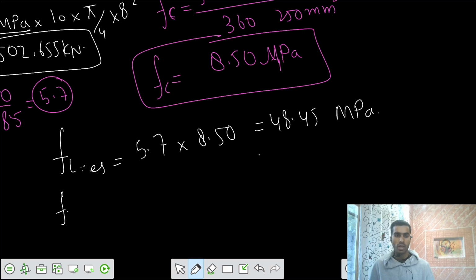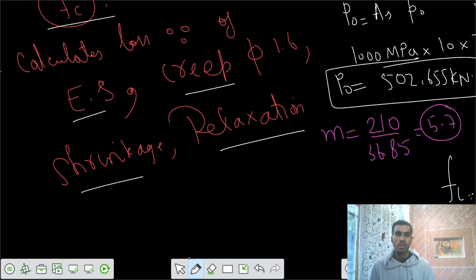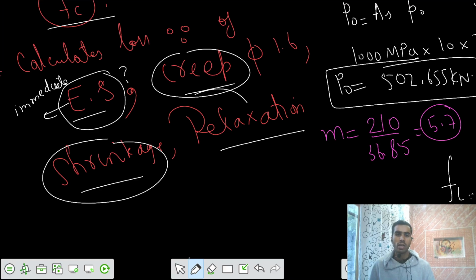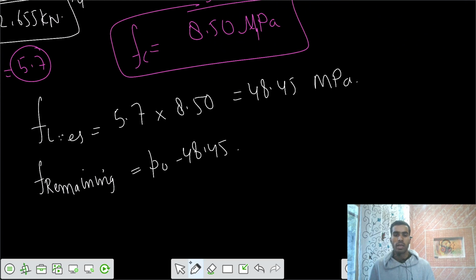And what is the stress that is remaining out of the initial pre-stress? That is P0 minus 48.45. See, what is the difference here? I would say this one is actually immediate loss. Elastic shortening loss is immediate loss. After that, these three are time dependent losses. That means the remaining stress in the steel wires is 951.55 megapascals after elastic shortening has happened.